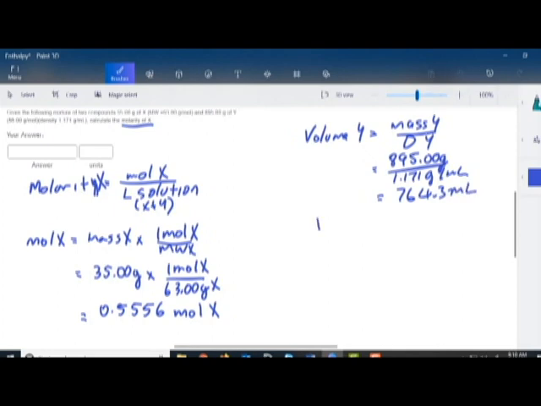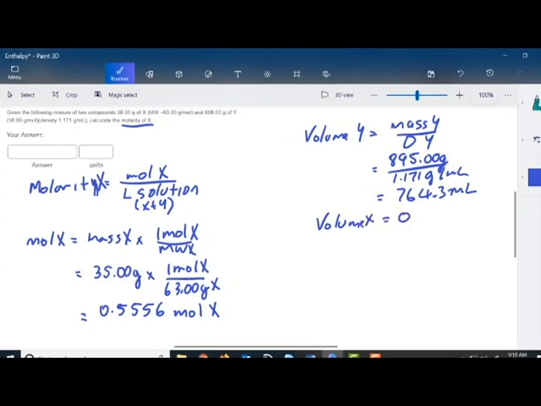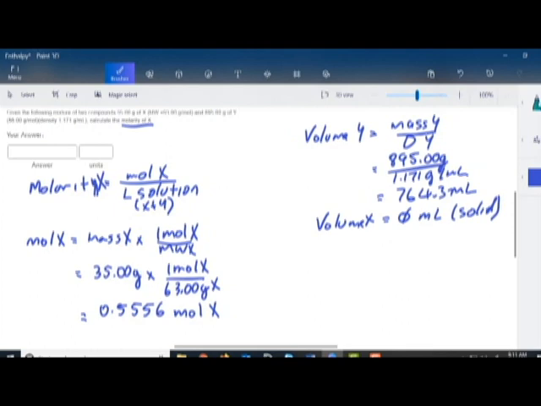The volume of X is 0 mils, because X is a solid. Now keep in mind, if X wasn't a solid, you would have to actually account for this volume in the solution, because the solution is going to be the volume of X plus the volume of Y. In this case, X is a solid, so we don't have to be concerned about that. The volume of the solution now then is going to be the volume of X plus the volume of Y.